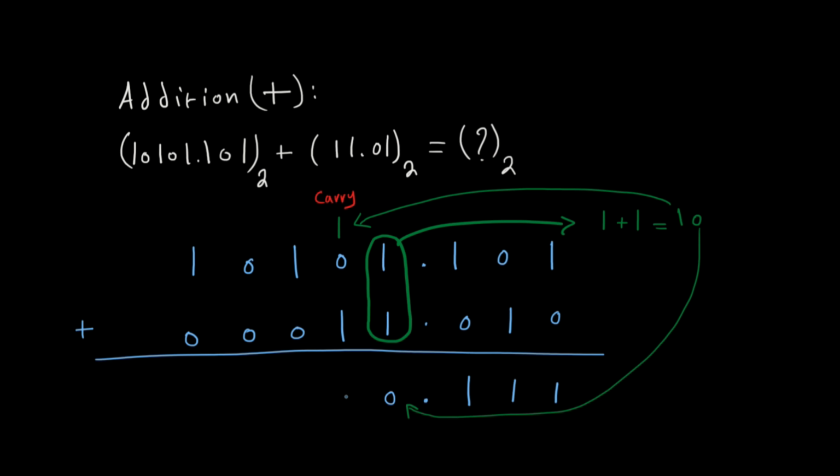1 plus 1 equals 10. Just like the previous one, 0 goes down here, and another carry is up here. Next we have 1 plus 1, just like the previous one, 0 goes here and 1 up here. 1 plus 0 equals 1. And the last one here is 1 plus 0 equals 1. So 10101.101 plus 11.01 equals 11000.111. All numbers are in binary.